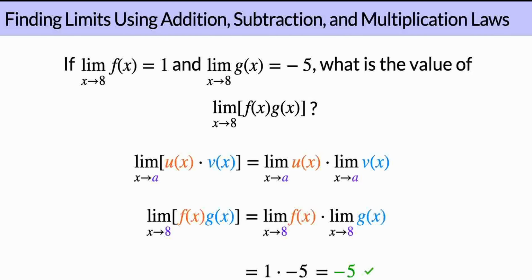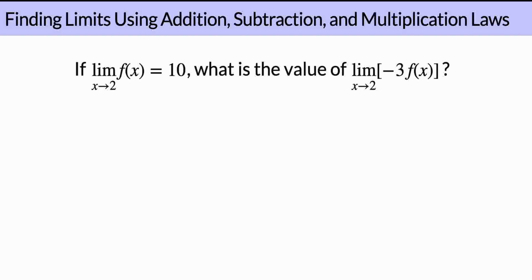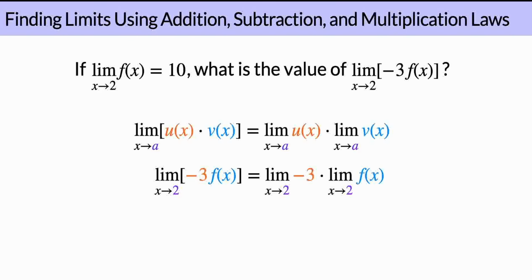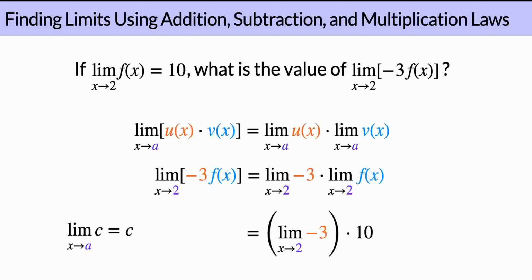Great job! How about this example? If the limit of f of x as x approaches 2 equals 10, what is the value of the limit of negative 3f of x as x approaches 2? First, we'll apply the multiplication law to separate this limit into the product of two limits. We know that the limit of f of x as x approaches 2 is 10. Now remember that the limit of a constant c is itself c. In our case, that means that the limit of negative 3 as x approaches 2 is just negative 3. So our final answer is negative 30.